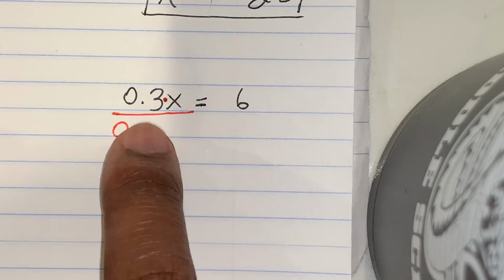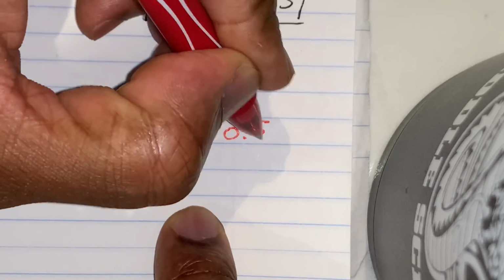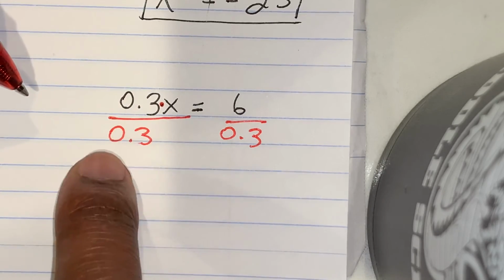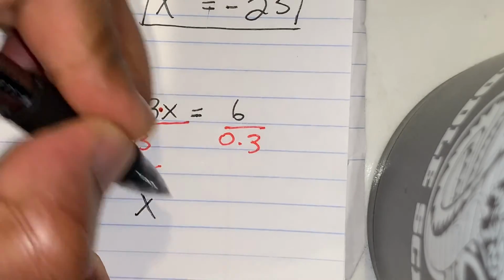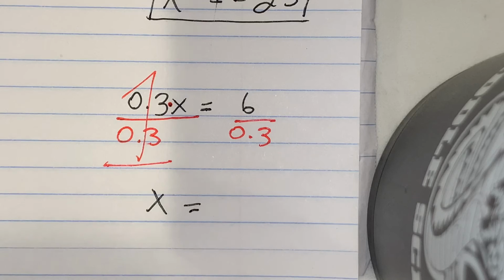And whatever you do to one side of the equation, you have to do to the other side. So we're going to divide by 0.3. Now, 0.3 divided by 0.3 is 1. X drops down, equal to, and we're going to use our trusty handy dandy friend, our calculator. And remember, the calculator is only as smart as you are, because you're the one pushing the buttons.